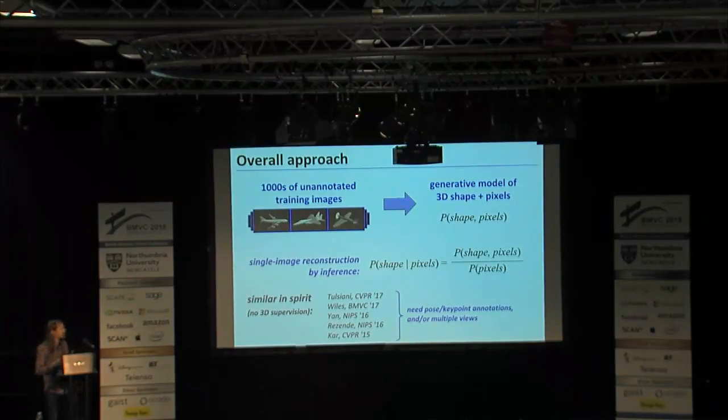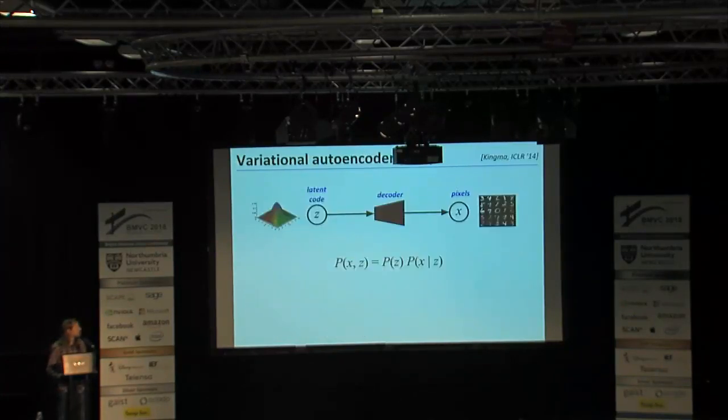To make this tractable, we make the assumption that our images are like the ones on the slide, so they contain just one object of a known class on a plain black background. That's similar to the handful of prior works that also consider this 2D supervised setting for 3D reconstruction. And those works, which are at the bottom of the slide there, all require some form of 2D supervision, which ours doesn't. So they either need pose annotations on every image, or key point annotations, and some of them also require multiple views of each instance to be presented together at training time, whereas our method doesn't require any of those things.